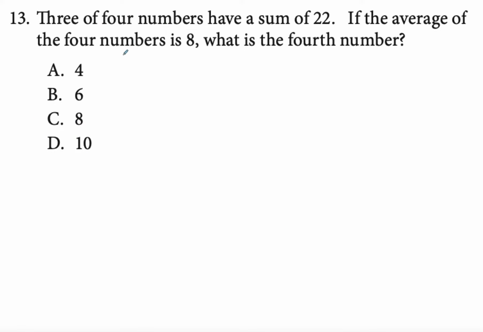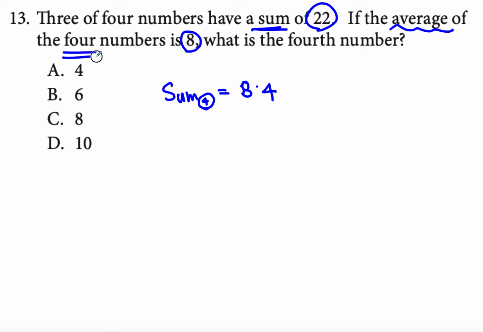Number 13. 3 of 4 numbers have the sum of 22. If the average of the 4 numbers is 8, whenever we have an average, what I want you to think about is the sum. So let's think about it. The sum of 4 numbers should be equal to 8, which was the average, multiplied by 4, which was how many numbers we had, which is equal to 32. You see, the sum of the 4 numbers must be 32.